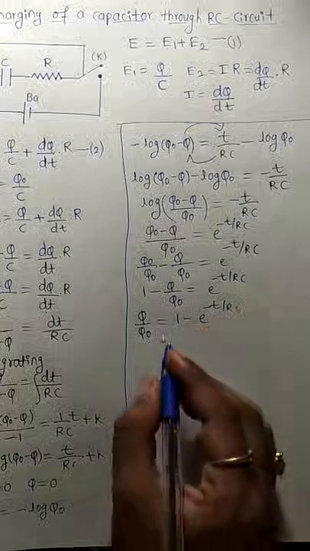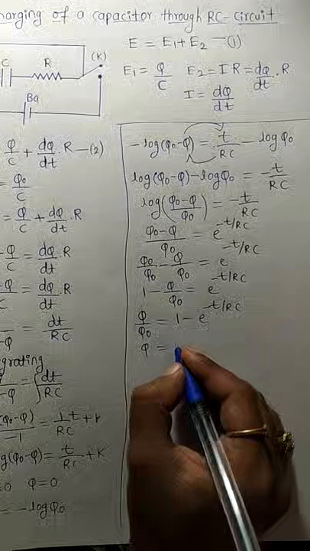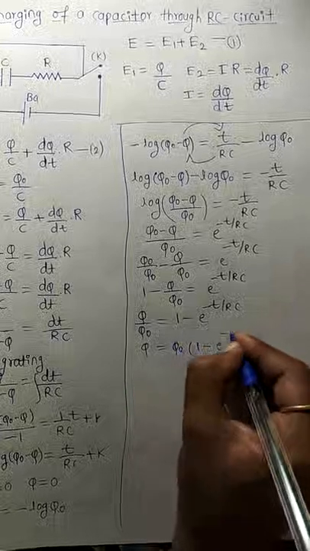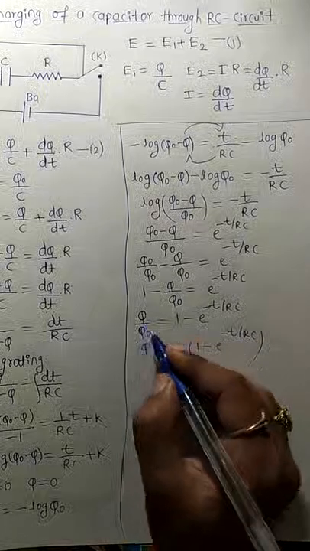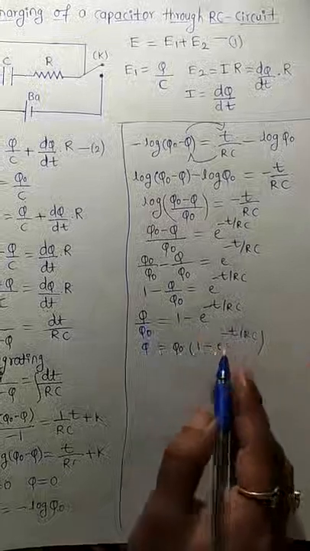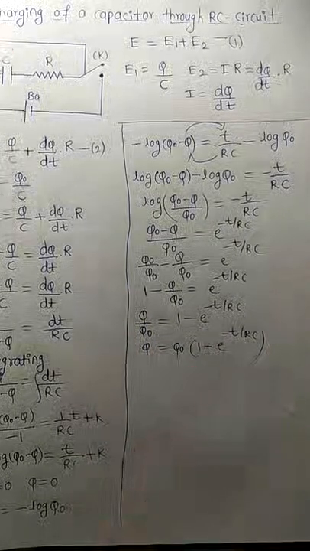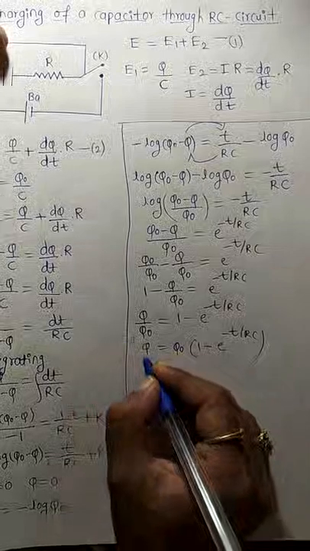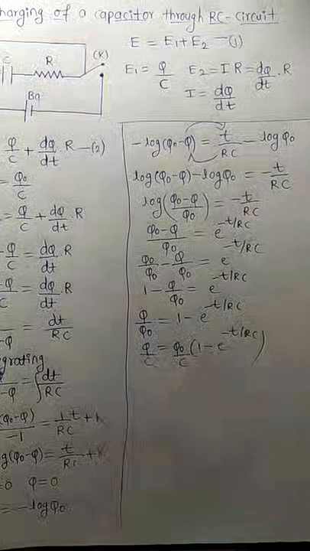So finally in terms of q, what you will get? q naught will go and multiply. So q naught into the bracket 1 minus e raised to minus t divided by RC. When q naught goes this side, as it is divided, it will be multiplied. So q is equal to something value you got. Now what I'll do for this equation, because we are studying charging, means the voltage we want, so I'll divide by C on both sides. Here also divided by C and here also divided by C I'll make.